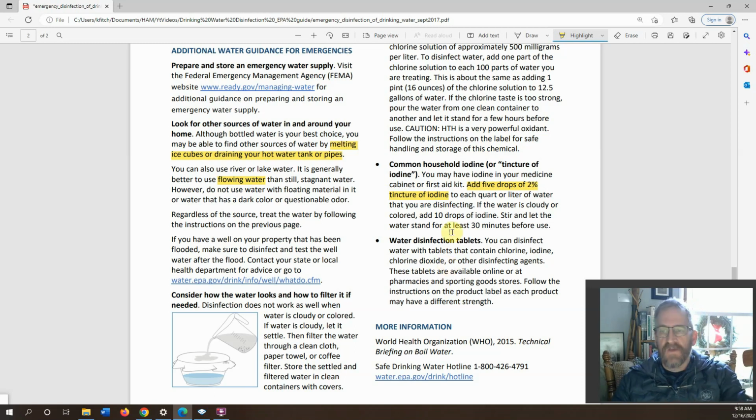Now let's talk about tincture of iodine real quick. Basically, I have some of this. It's 2%. It's used as a disinfectant. It can be used for this purpose as well. So you're going to add 5 drops of this to water. You're going to wait 30 minutes. And that's important to realize, because you want to wait the required amount of time or more, because if you don't, you're basically not disinfecting.